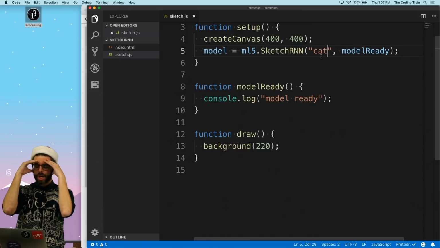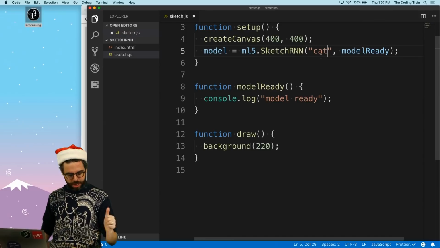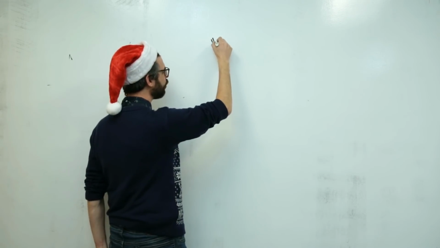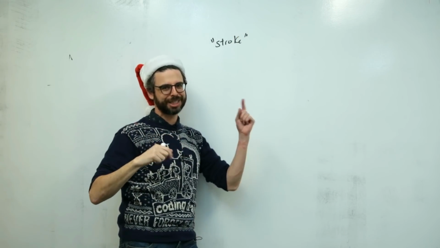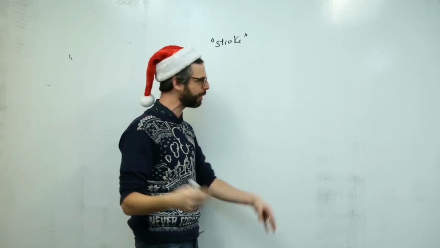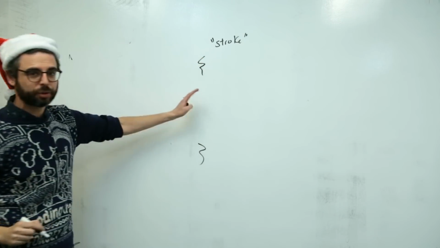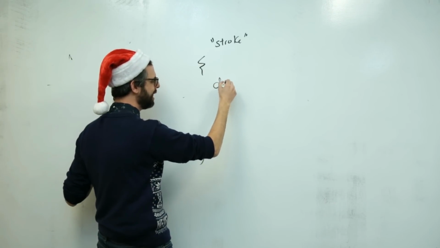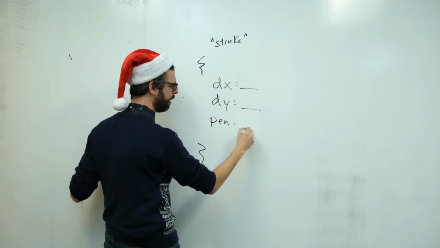Now what do I need to do? The first thing I need to do as soon as the model is ready is ask for something. What SketchRNN will give you every time you ask for it to generate something is what is referred to as a stroke. Now, I'm not going to use the variable name stroke in my code because stroke is a global function in P5 that sets the outline color of a shape, and I don't want to get confused with that. But the stroke is a JavaScript object with a few properties. It has dx, dy, and I think it's just called pen.